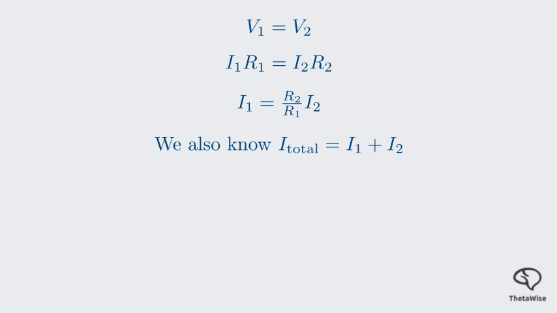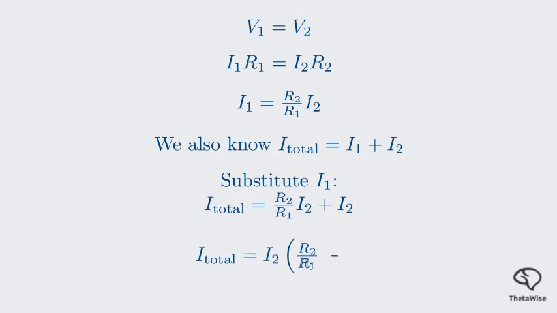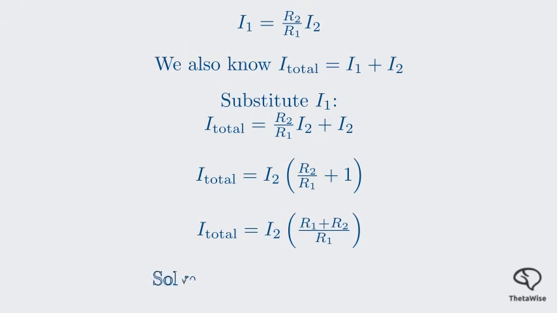Consider a simple two-resistor parallel circuit. We know V1 equals V2, which also equals V total. Using Ohm's law, I1 times R1 equals I2 times R2. So the branch currents are inversely proportional to their resistances. We also know that I total is the sum of I1 and I2. We can substitute our expression for I1 into this equation. After some algebraic manipulation, we can factor out I2 and solve for it. The result is the current divider rule for I2.